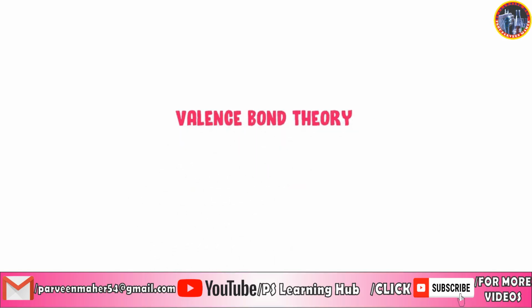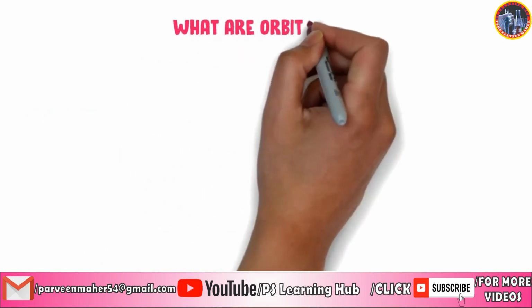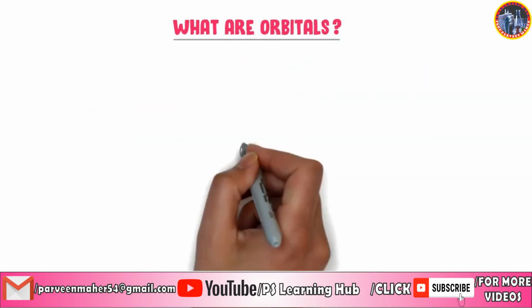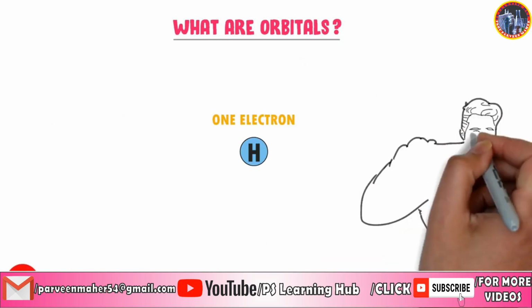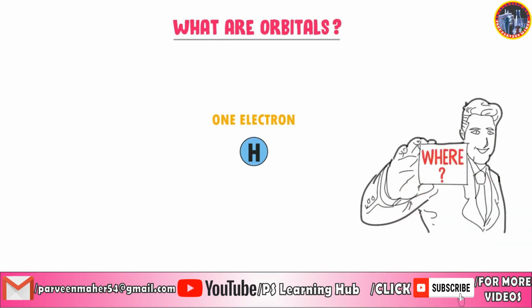Valence bond theory, learning the super easy concept of VBT through various examples. Firstly, let me teach you what orbitals are. Well, consider the hydrogen atom. We know that a hydrogen atom has only one electron and it is constantly revolving around the nucleus. If I ask you where it is revolving, I hope you know the answer.